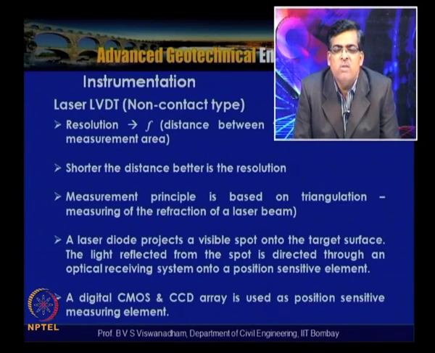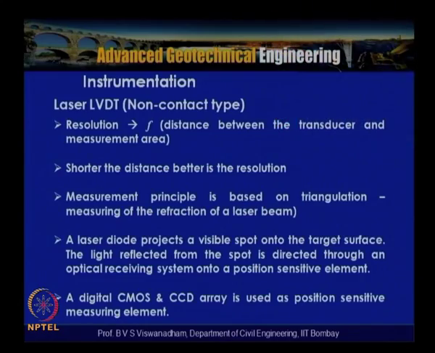For example, if this laser LVDT is fixed to a moving object, then you will be able to get the profile of the system during the test. The digital CMOS and CCD array is used as a position sensitive measurement element. So the laser LVDTs, depending upon the resolution, have the accuracies which may be required for usage in centrifuge model tests.